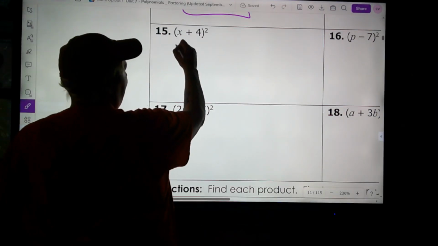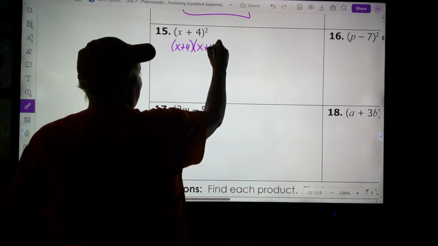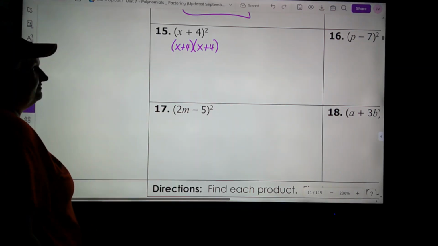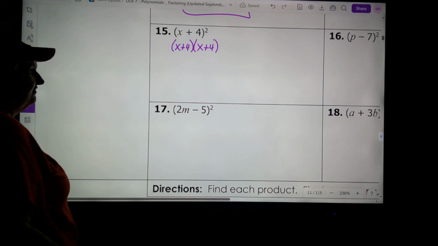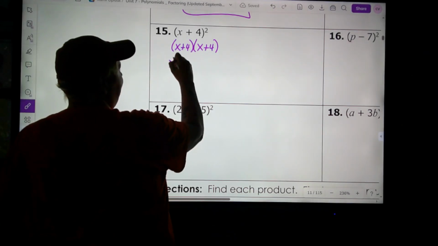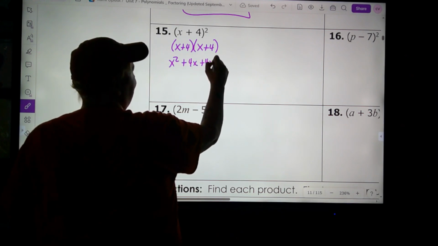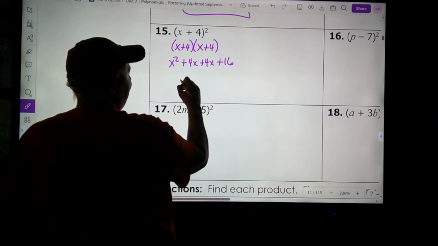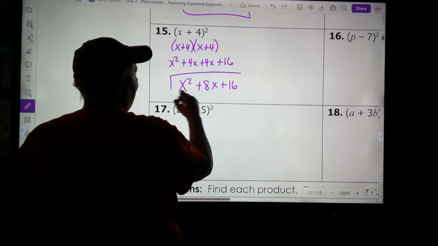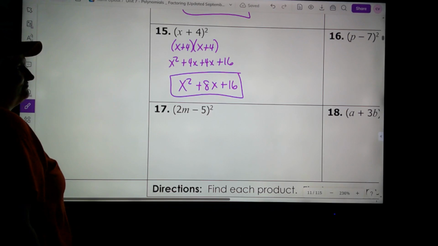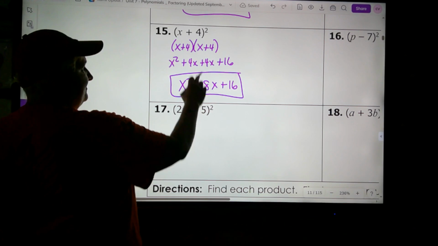To the second power. That means it repeats itself, right? It just itself times itself. Right? X squared plus 4x plus 4x plus 16, x squared plus 8x plus 16. Could you have figured it out from this?